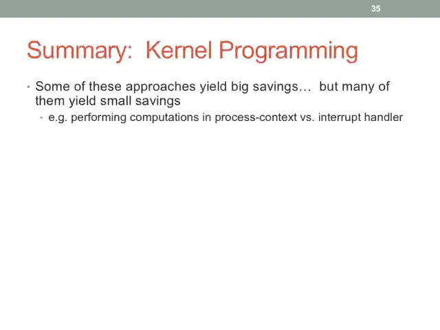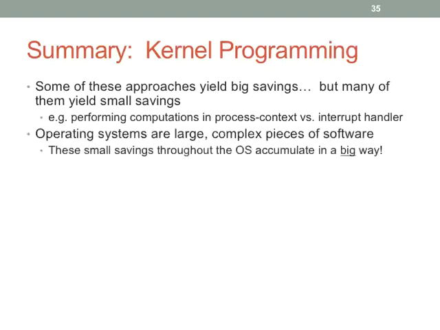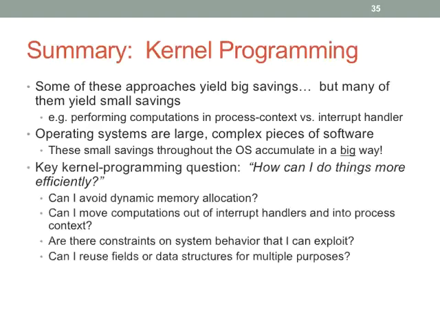So basically, the whole point of kernel programming is that you need to think about efficiency much more than you do in a regular application. Okay? And admittedly, these things generate only small savings. But since this is the operating system and everybody has to use it and everybody's affected by it, a whole bunch of small savings add up really fast. And so these are the kinds of things that kernel programmers think about a lot. Can I avoid dynamic memory allocation? Can I move computation out of interrupt handlers so that the interrupt handler is really short and fast and into process context? Are there constraints on system behavior that I can exploit? And can I reuse fields or data structures for multiple purposes?